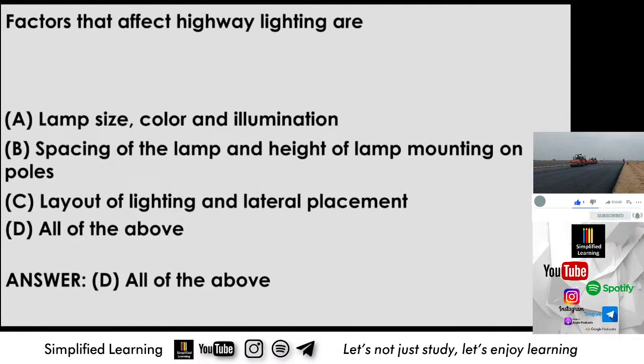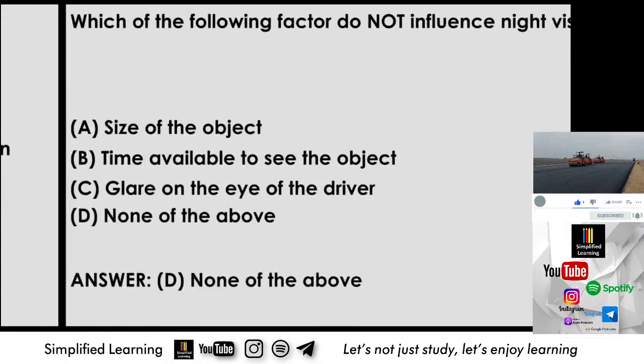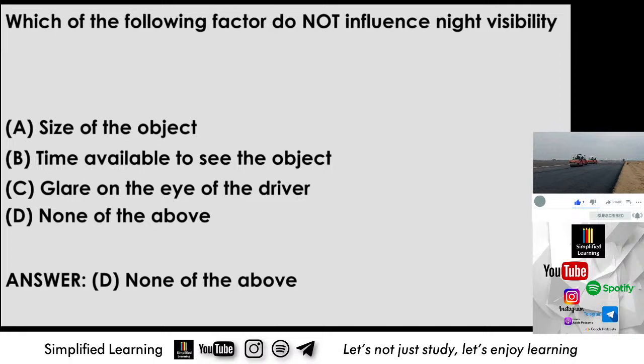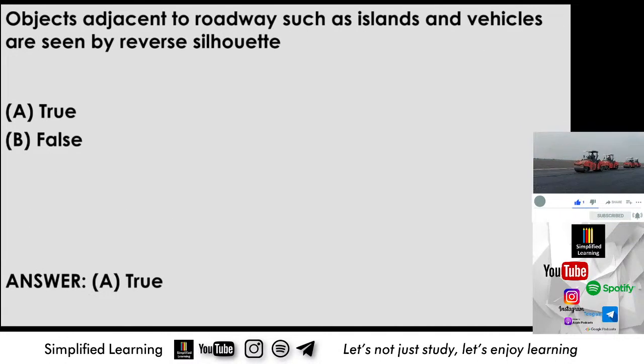Factors that affect highway lighting are lamp size, color, illumination, spacing of the lamp, height of the lamp upon which they are going to be mounted, then layout of lighting and lateral placement of lights. Which of the following factors do not influence night visibility? None of the mentioned factors are going to affect or influence night visibility, which is size of object, time available to see the object, and glare on the eye of the driver. Then object adjacent to roadway such as island and vehicle are seen by reversal silhouette. It is true.